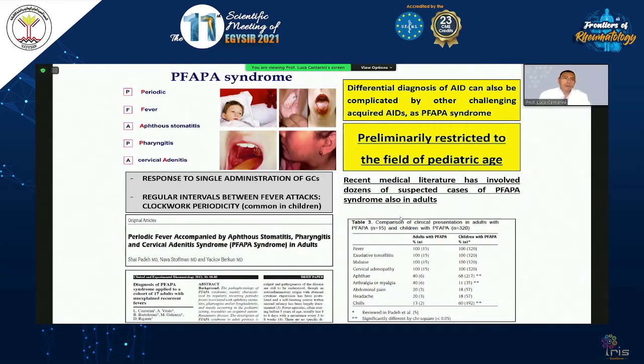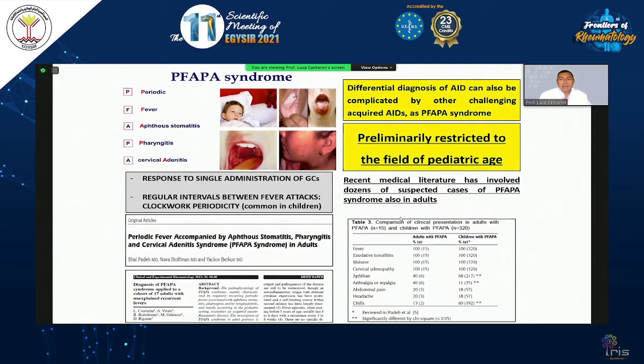The differential diagnosis of periodic fever syndromes can be also complicated by other entities, such as PFAPA syndrome. The acronym PFAPA derives from the most common clinical manifestations, such as periodic fever, stomatitis, pharyngitis, cervical adenitis. It is typical in patients with PFAPA syndrome the response to a single administration of glucocorticoids and the regular intervals between fever attacks, which is called clockwork periodicity, that is quite common, especially in children.